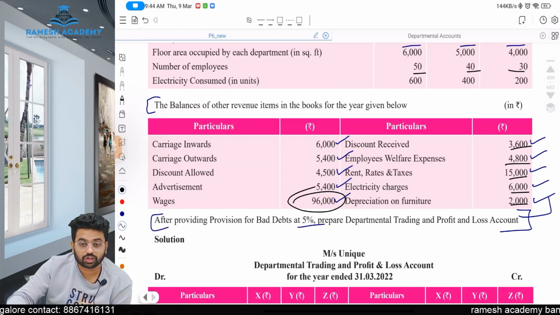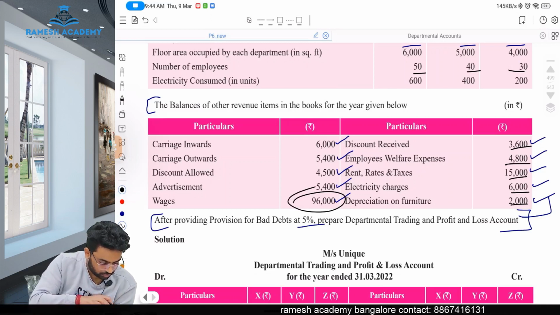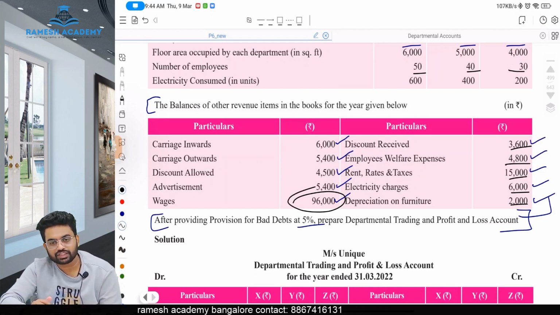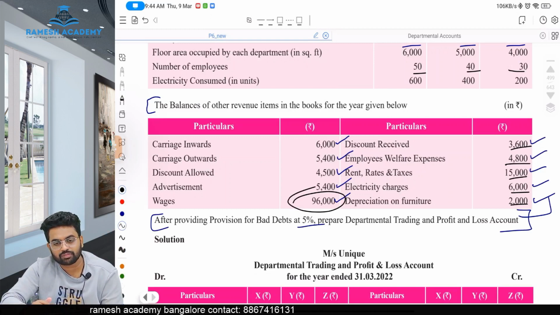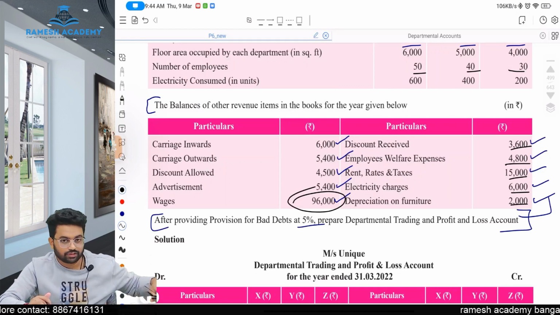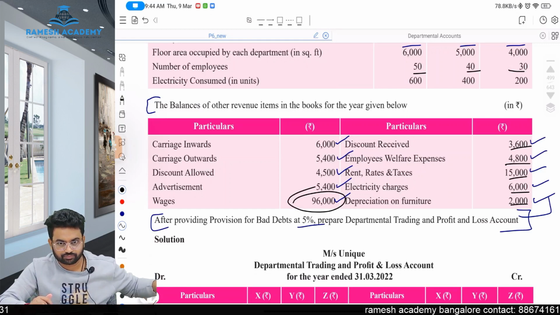What's the issue? I'm not getting. Wages usually will be relating to either manufacturing or direct, no? If it's a salary, it would come in the P&L. As it's wages, it's better to take it in the trading account. I know they have taken it in the P&L account, but we will give a note at the end of the answer about what our assumption is. Fine?